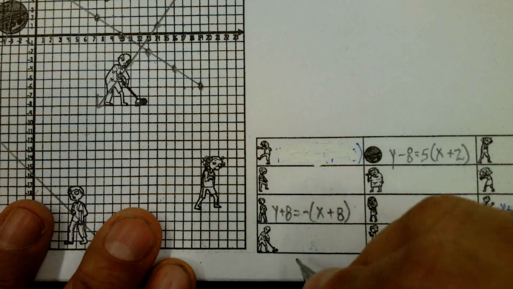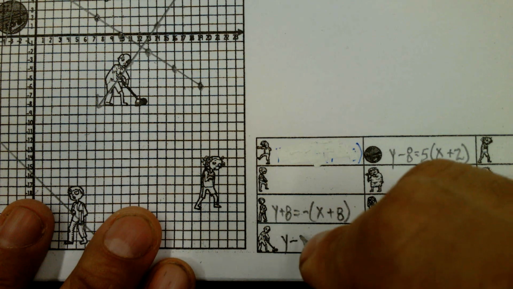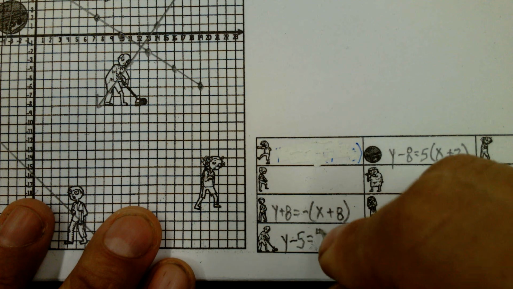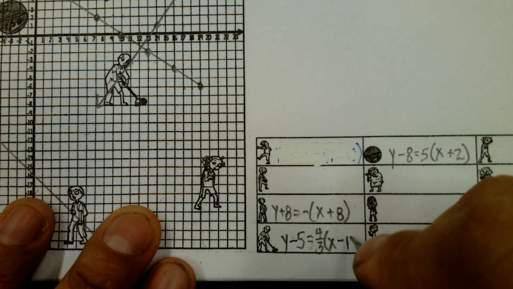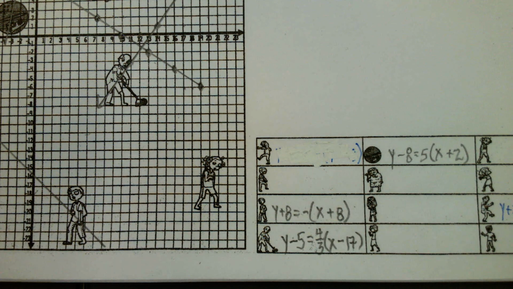So let's see here. Y minus 5 equals 4/3 parentheses x minus 17. There we go. Okay. So we did about 1/3 of this together, and you can go ahead and work on the rest.